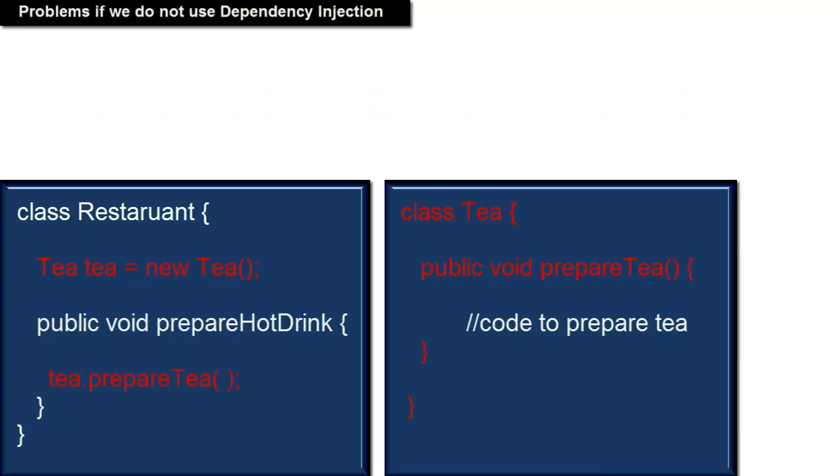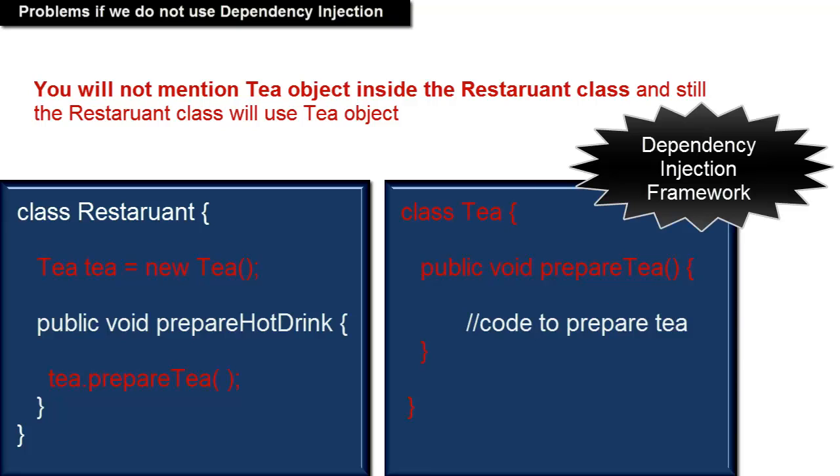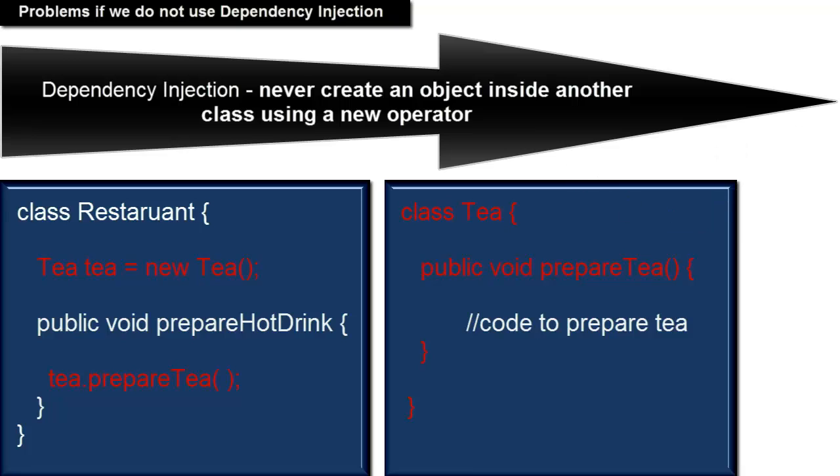Yes, you heard it right. You will not mention Tea object inside the restaurant class and still the restaurant class will use Tea object to prepare tea. And the framework which helps you in making this possible is the dependency injection framework. It says never create an object inside another Java class using a new operator. I will create all objects along with their dependencies in your application and you just use them.